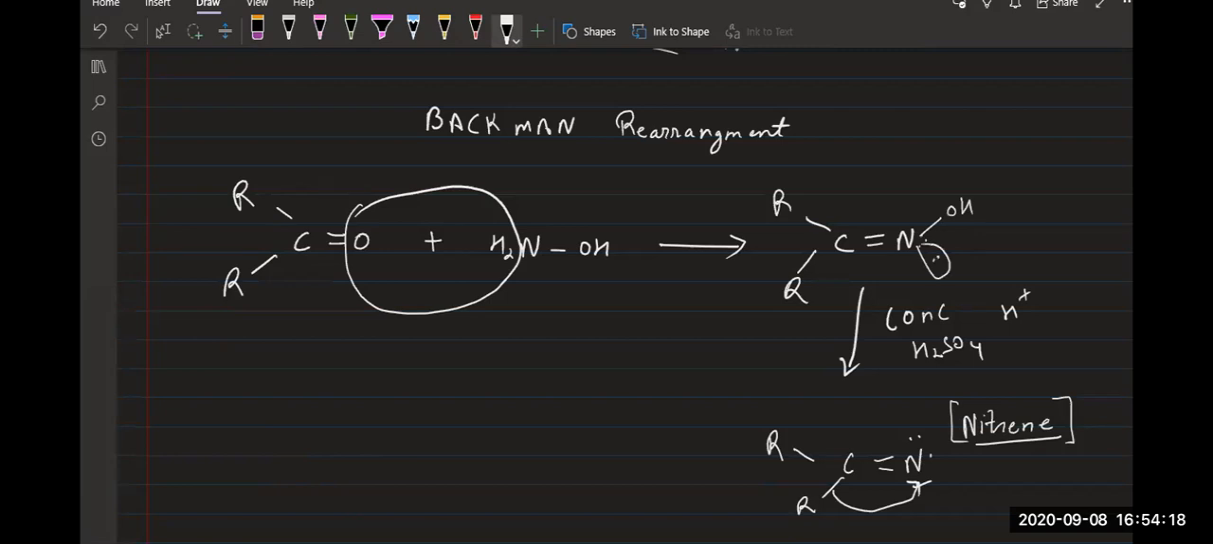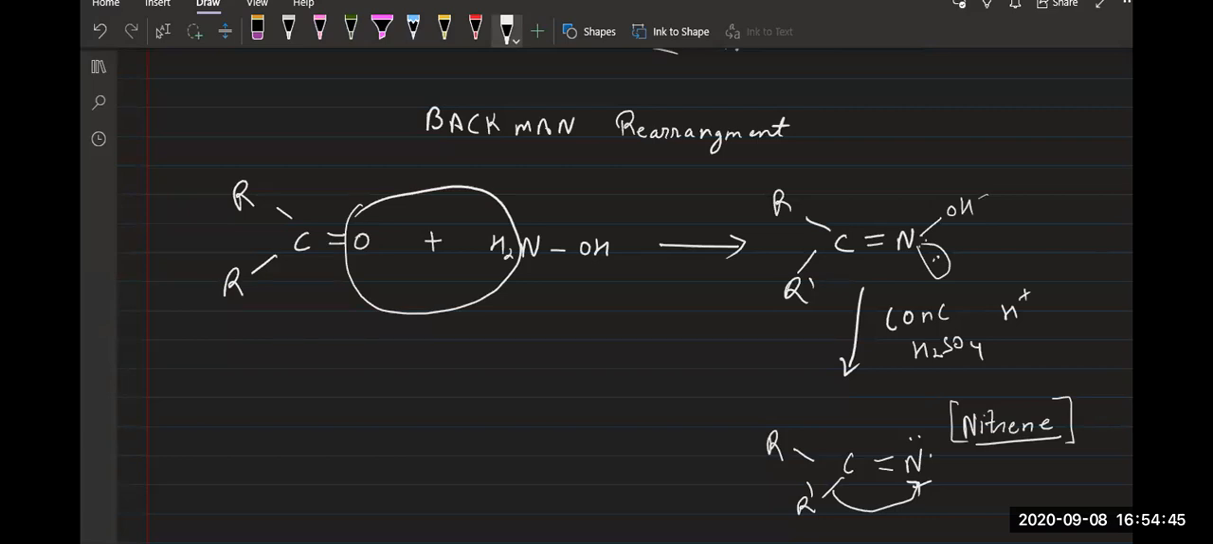Why am I shifting this R? The answer lies in this orientation. You may ask, why this R, or I'll just write R dash. So why only R dash, why not R? That's the thing in Beckmann: the group which is anti to OH will migrate.